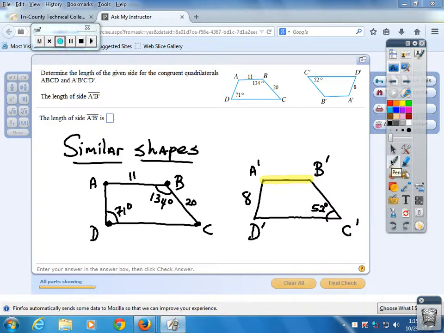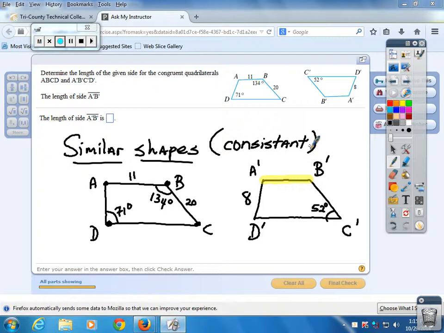Well, you're going to use similar shapes. Now, the only thing with similar shapes is you have to be consistent. Whatever you do on one side, you do on the other. You don't mix things up. You don't pick A from one side and pick C from the other side. What you do is you line up what you have.